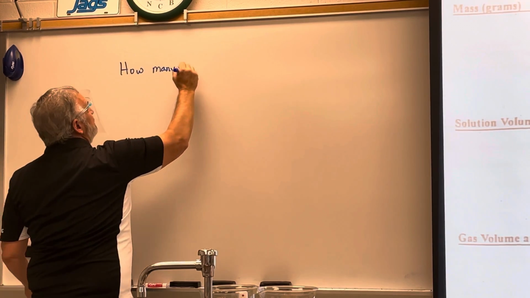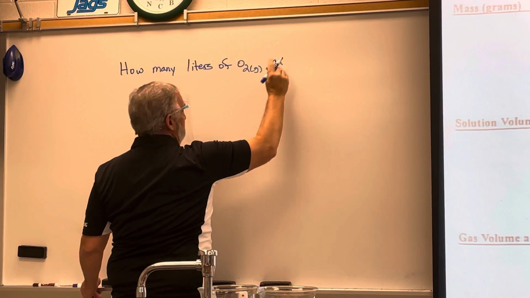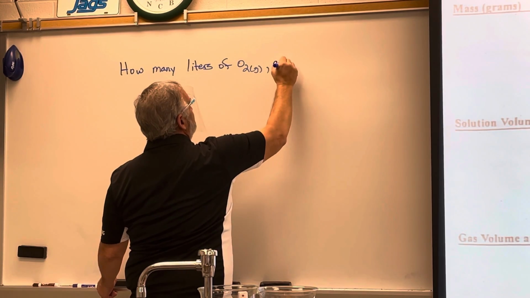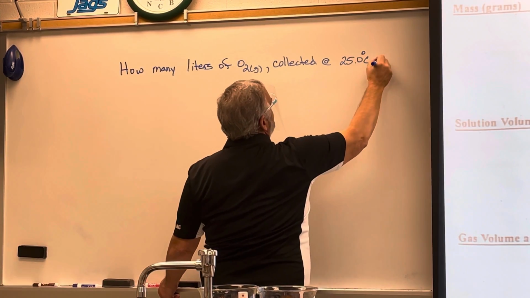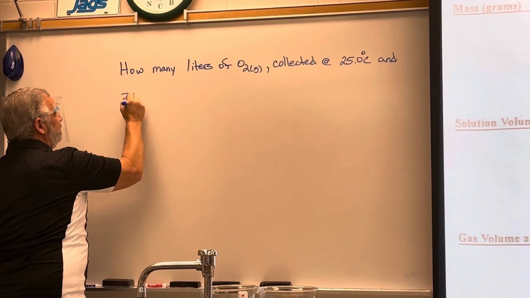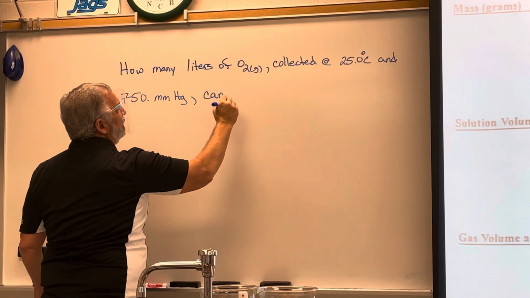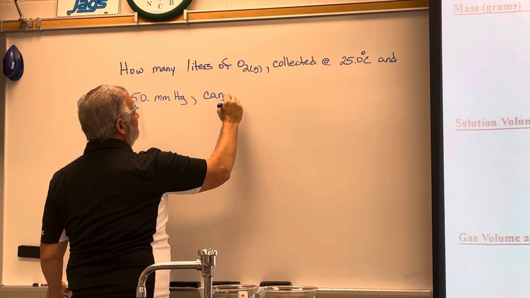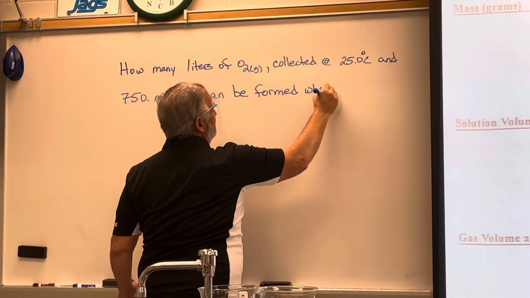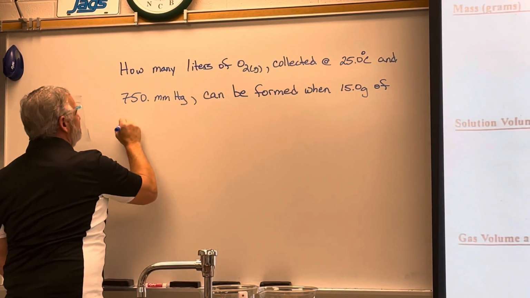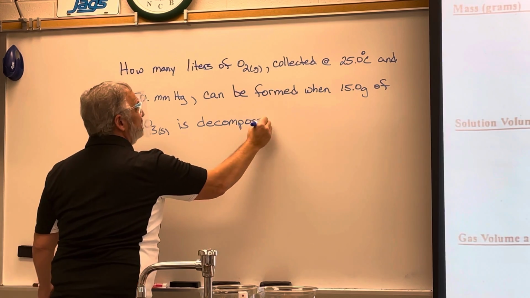How many liters of oxygen gas collected at 25 degrees Celsius and 750 millimeters of mercury, and this is not very grammatically correct, but can be formed when 15 grams of KClO3 is decomposed. And this is the reaction we did to get the percent oxygen in KClO3.